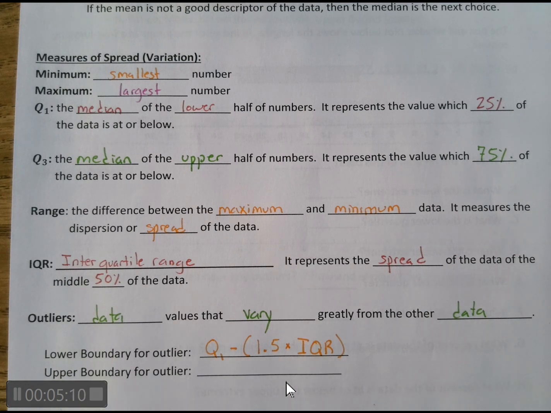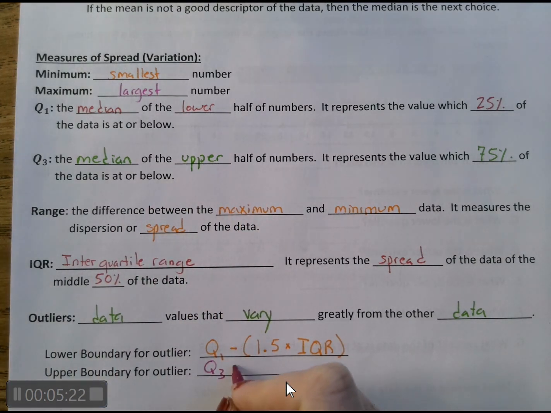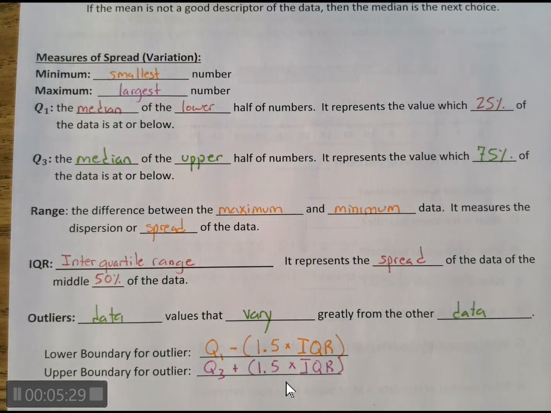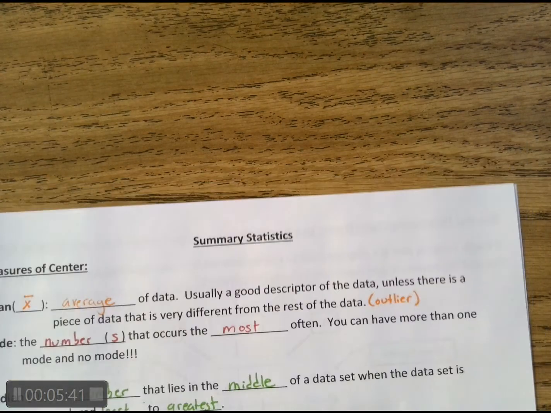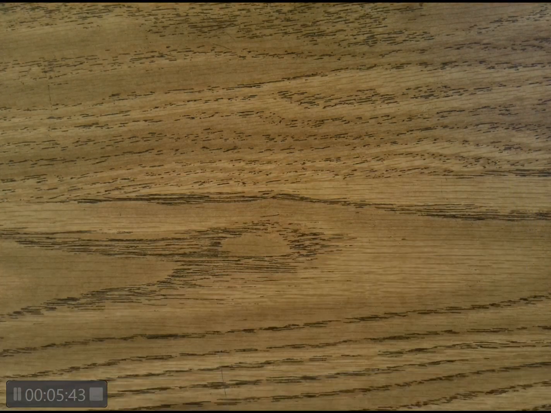All right. And then our upper boundary is going to be our Q3, which we said was the median of the upper half, and it's going to be plus 1.5 times our IQR. Alrighty. So I know the first page is a lot of vocab, but we're going to actually see how it all works together. Okay? Alright, so let's flip to our back page, or our next page.